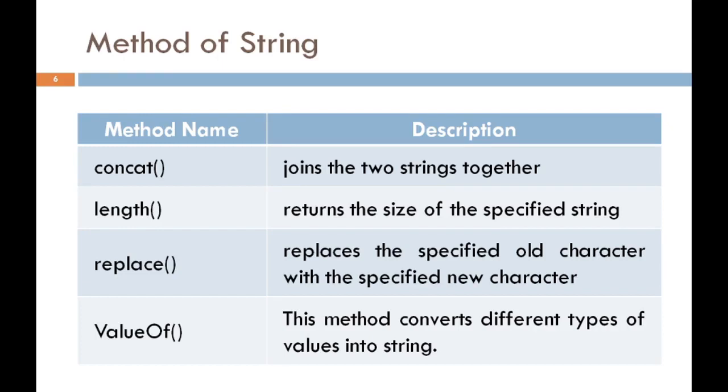For example, I have one string str1. The value of str1 is "hello", and I have another string str2. The value of str2 is "good morning". When we combine both strings using the concat method, the output will be "hello, good morning". So this is the method which is used to combine two strings.